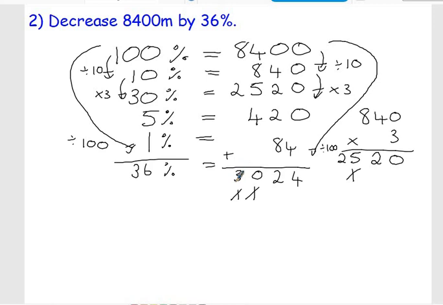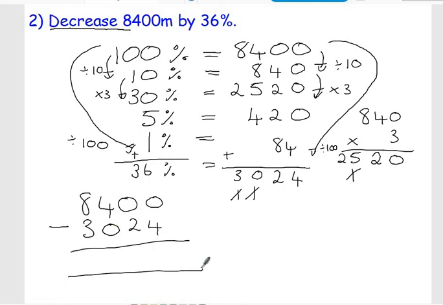So we've worked out 36% to be 3,024. Because we need to decrease, we need to now subtract that. So 8,400 is what we're starting with, taking away the 36%, which we've worked out to be 3,024.